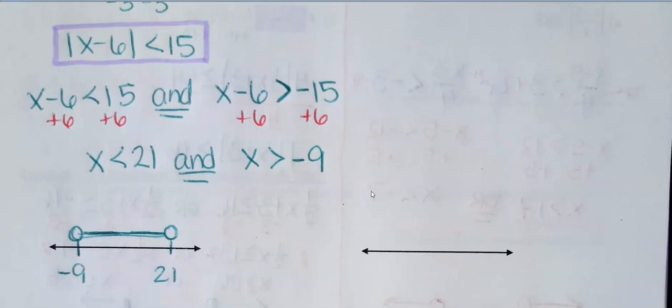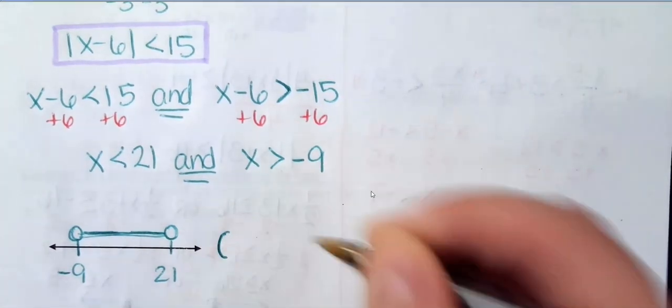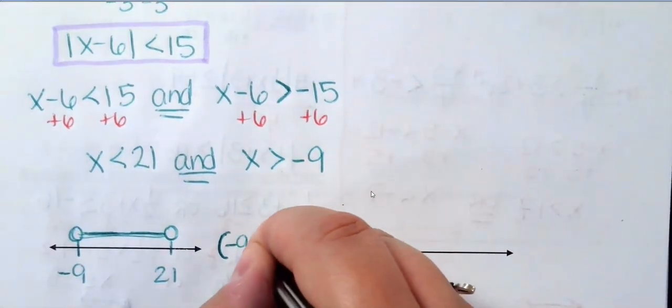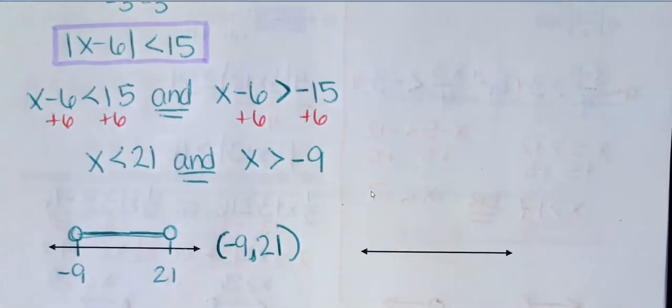To do your interval, super easy here. These are parentheses because the numbers are not included. The smaller number on the left, the negative 9, the larger number, which is 21, on the right, then you're done. That's it. Less than, they point together. Greater than, we did that on the other side, those point away.